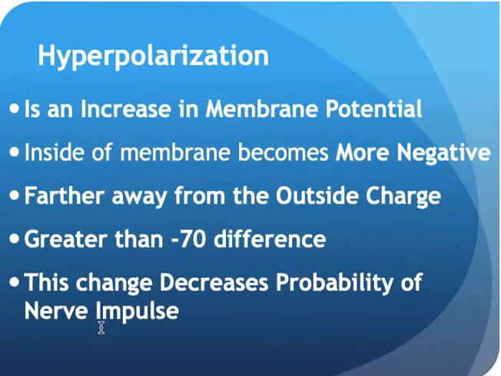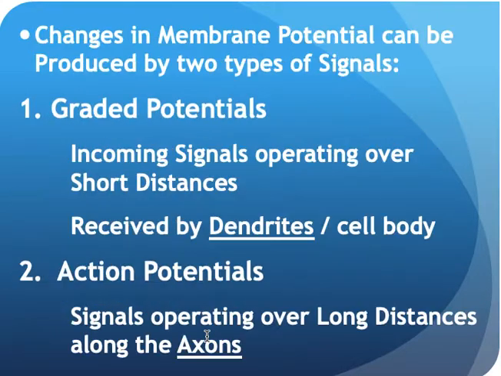Okay, hyperpolarization is going to be the opposite. So it's going to be an increase in membrane potential. So the inside membrane is going to become even more negative, even more different from the outside, and we're going to get a greater than negative 70 difference. Okay, and this is going to take us further and further away from creating a nerve impulse, so it's going to decrease the probability of us creating a nerve impulse. And we'll come back and look at this term threshold in a minute too.